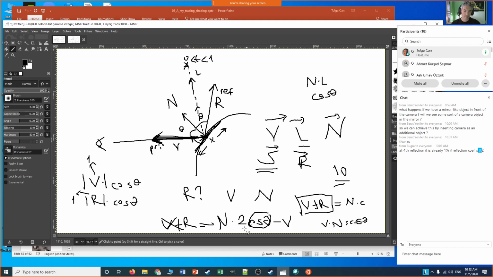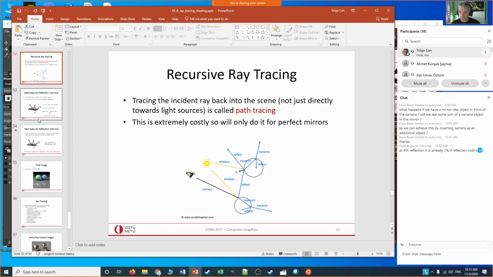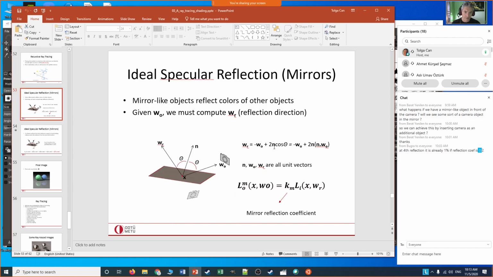So what I do is I compute the dot product between the v vector and the normal vector. That gives me cos theta. I multiply it by 2, and I multiply the result by n. If I subtract the v vector from it, I get the reflection vector. And this should be the exact same formula that is written here. Yes, as you can see, it's the same formula.